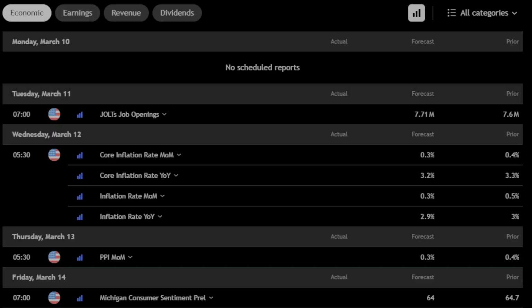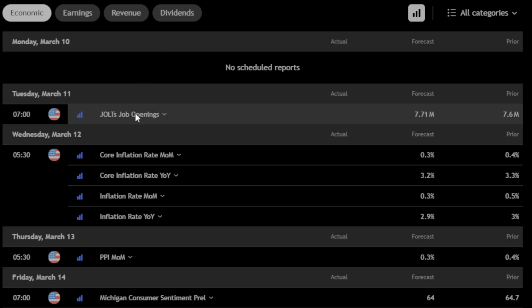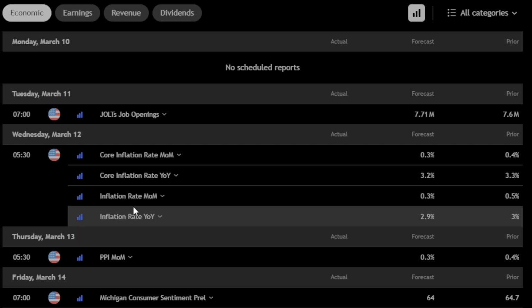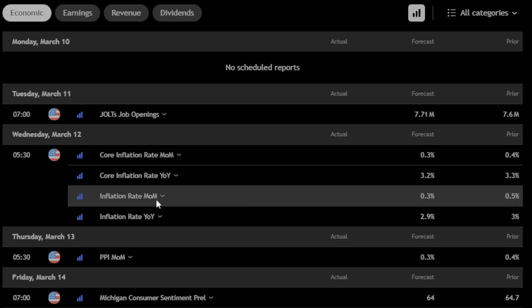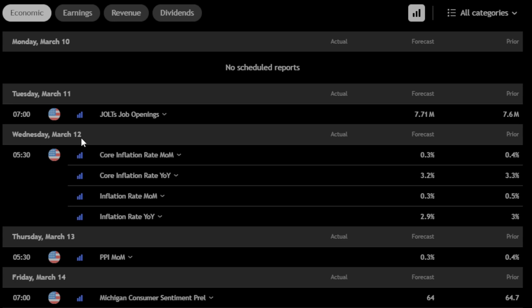Next week, we have the JOLTS job openings forecasted to be increased from 7.6 million to 7.71 million. And we have also our inflation rate, which is forecasted to actually drop slightly to 2.9%. This is going to be, of course, a very important reading as well, since it dictates the FOMC interest rate decisions, and it gives a bit more insight into how our economy is doing and how prices of goods are being affected by certain policies.